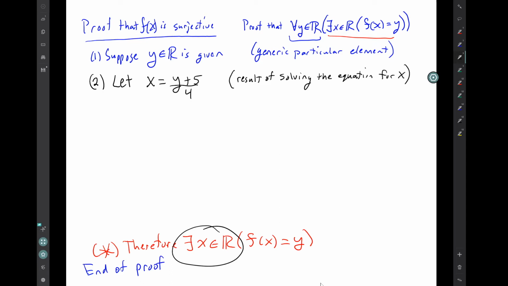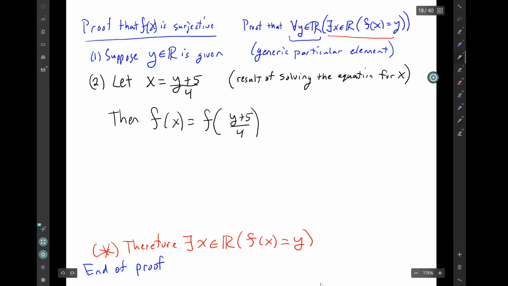Now we have to show that that x has this property. We have to substitute that x into the function f and see what happens. So we substituted in that expression for x into the expression f of x. Now we have to follow this up with what is f of that stuff.